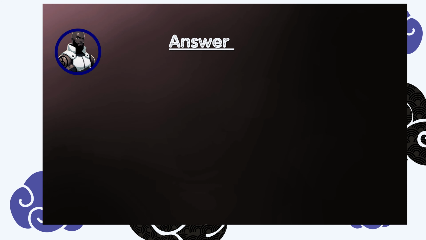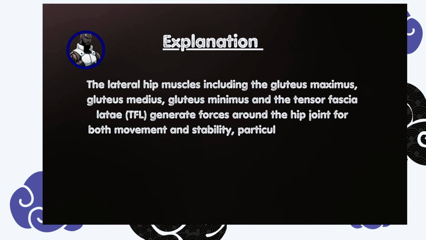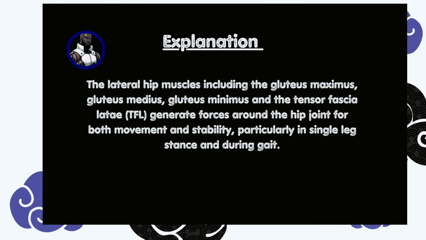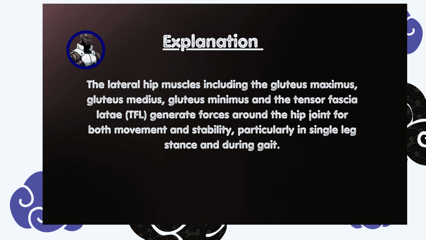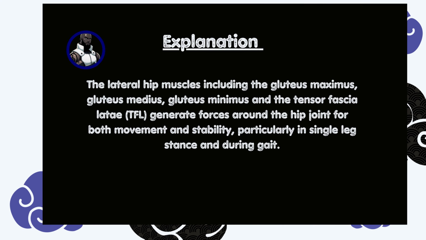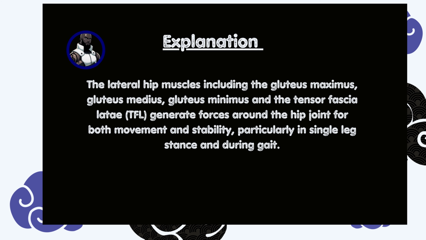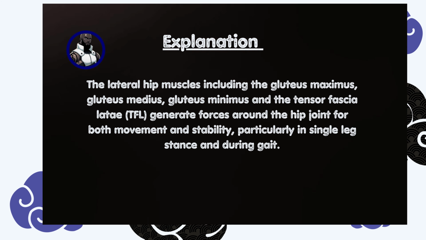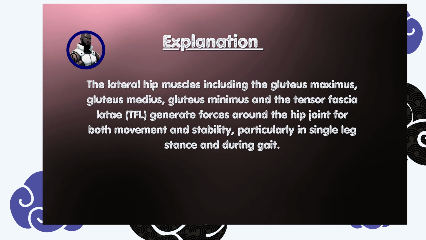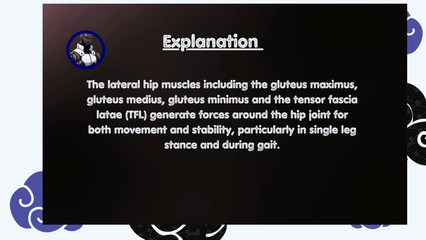Gluteus medius. Explanation: the lateral hip muscles, including the gluteus maximus, gluteus medius, gluteus minimus, and the tensor fasciae latae, TFL, generate forces around the hip joint for both movement and stability, particularly in single-leg stance and during gait.